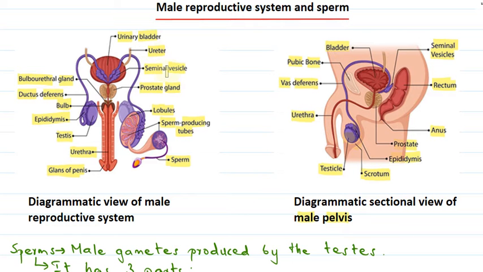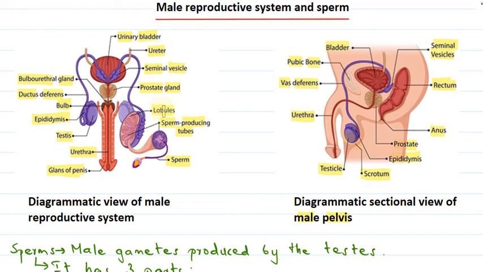Then there are seminal vesicles. It is a paired male accessory gland that lies behind the urinary bladder, we can see here, and they secrete fluid that partly composes the semen. Then there is the prostate gland. These are also accessory glands present in males and are located between the bladder and the penis, and it provides nourishment and protection to sperms.